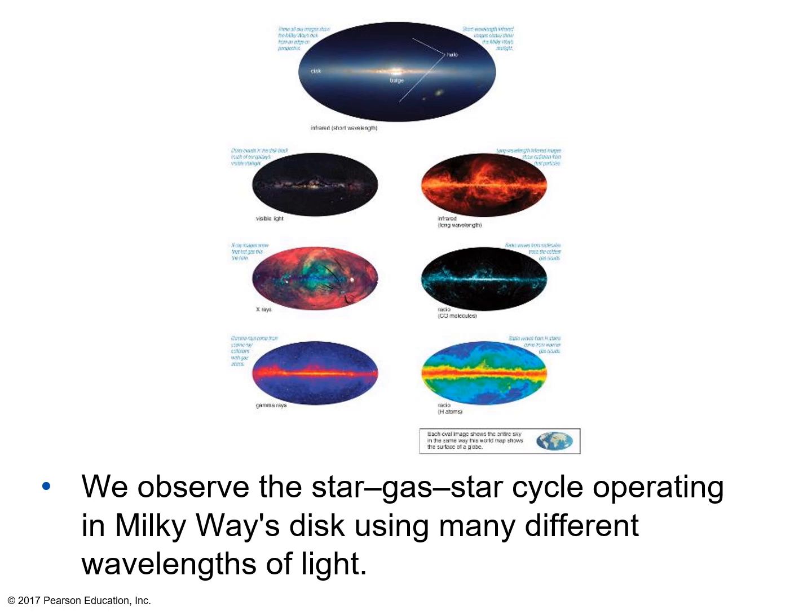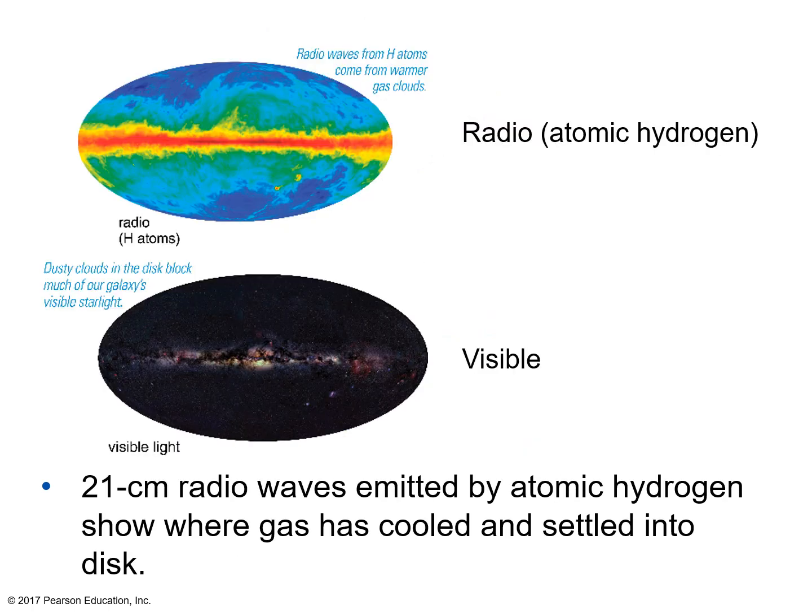We observe the star-gas-star cycle operating in the Milky Way's disk using many different wavelengths of light. Here we see a comparison. The picture down below is looking at the Milky Way, that stream of milk, as the ancient Greeks thought it was, going across the sky. On the bottom, we're looking at it with visible light. And you can see some brightness and a lot of dark. Now, the dark is actually not the absence of stars, but rather it is dust that's in the disk, and it's blocking out the light that's coming from a lot of those stars and the center.